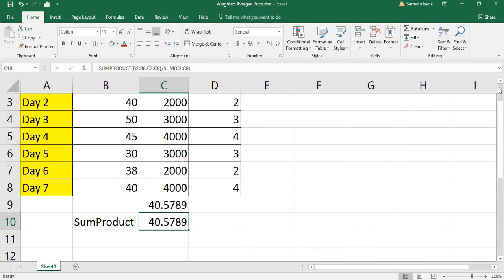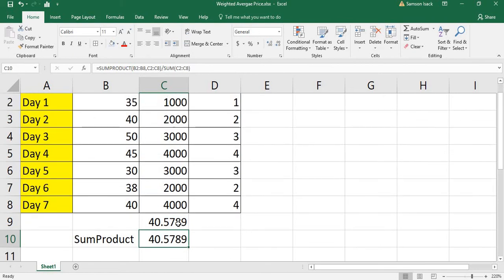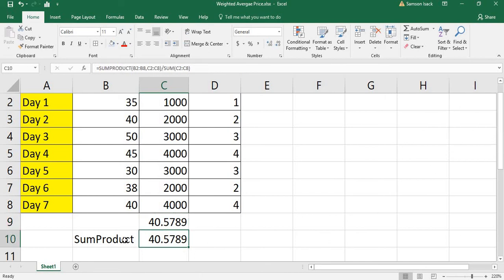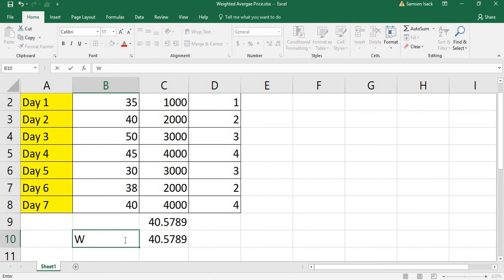40.5789. But you can understand that in the manual case, you do the product sum manually, but with SumProduct the function is doing that, and you simply select the array or the list of numbers. It automatically multiplies the respective numbers and adds them together. Okay, this is the way you can calculate the weighted average.